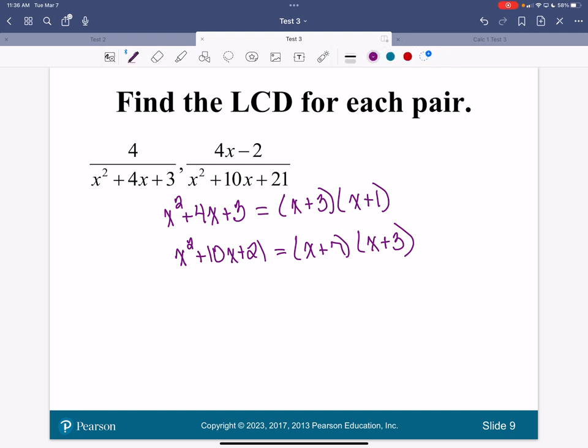So first thing I do for my LCD is I write down what's common to both. And what's common to both, good. So I only write that down once. I only write down x plus 3 once because it's common to both. Then what's left over? Good. X plus 1 and x plus 7. And it doesn't matter what order you write those down in. Okay, so that is going to be my LCD.